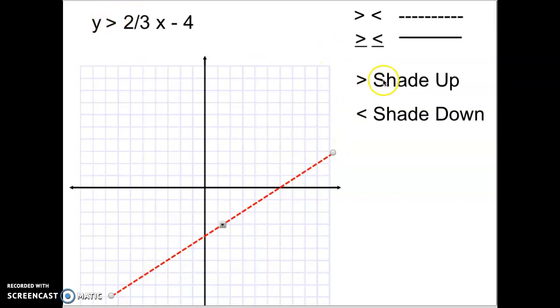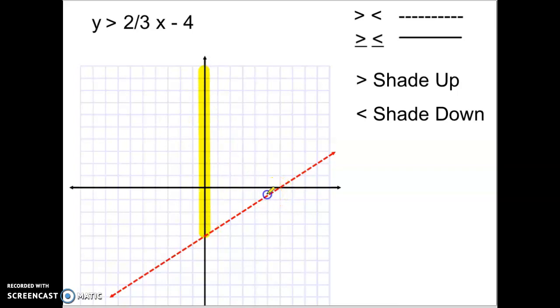Now, which way do we shade? Notice that this is y is greater than. Greater than signs mean to shade up. So we need to take a little handy dandy shader. I'm going to take my little highlighter here, and we'll use yellow. Because it's greater than, we're going to shade up. So if you were to start at -4 and shade up, we would shade everything going this direction.